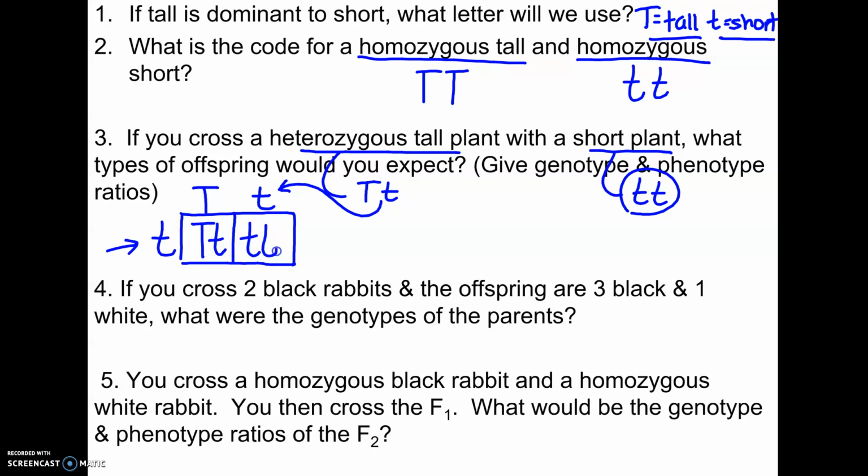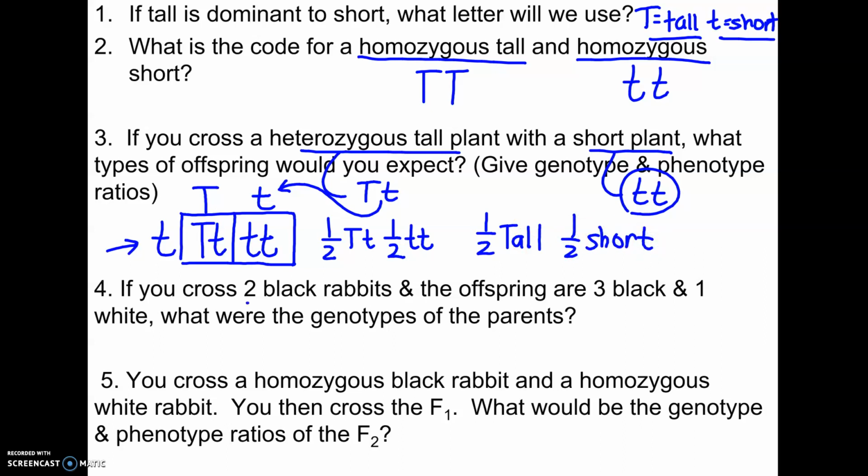So here's my outcome. My genotypic ratios would be that half would be big T, little t, and half would be little t, little t. Or you could also say 50%. My phenotypic ratios, what they will look like, is that half would be tall and half would be short.